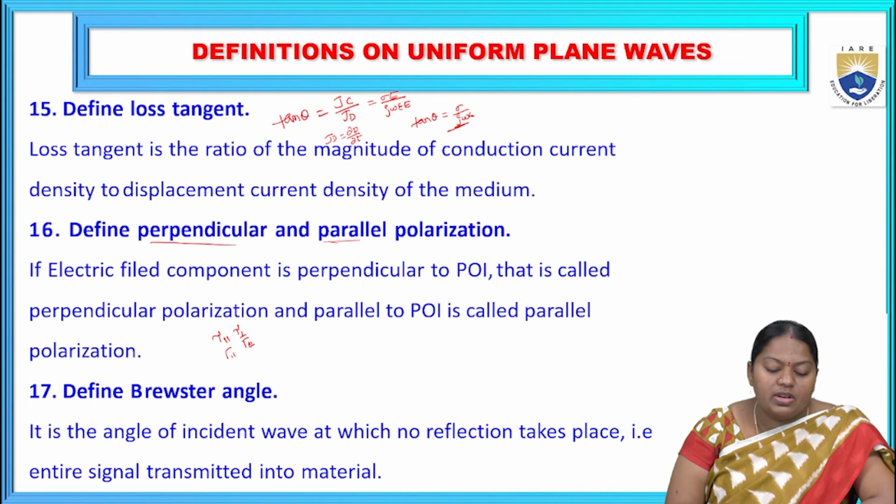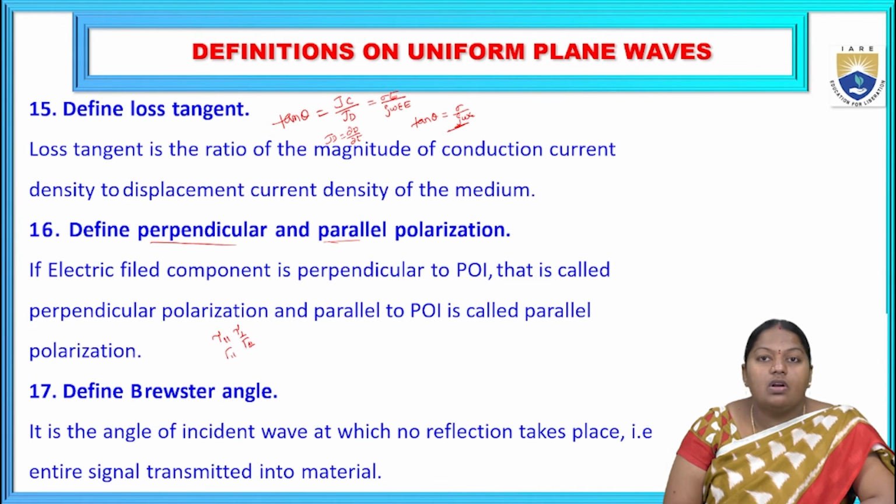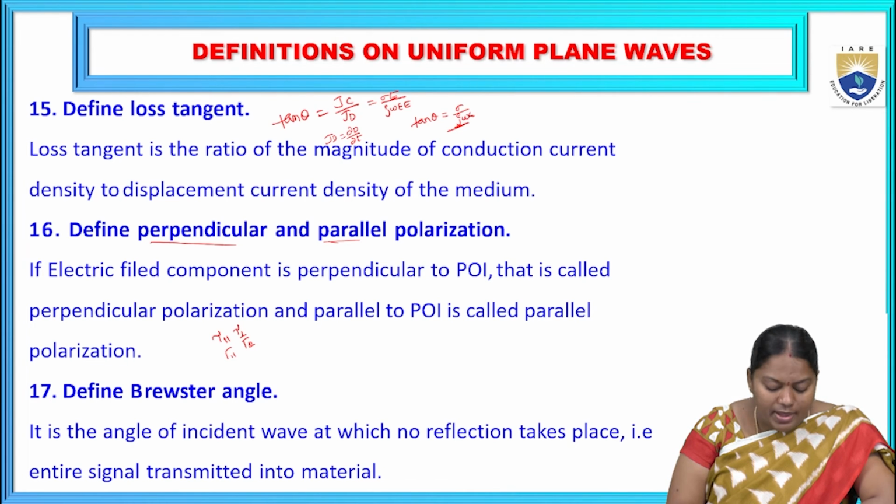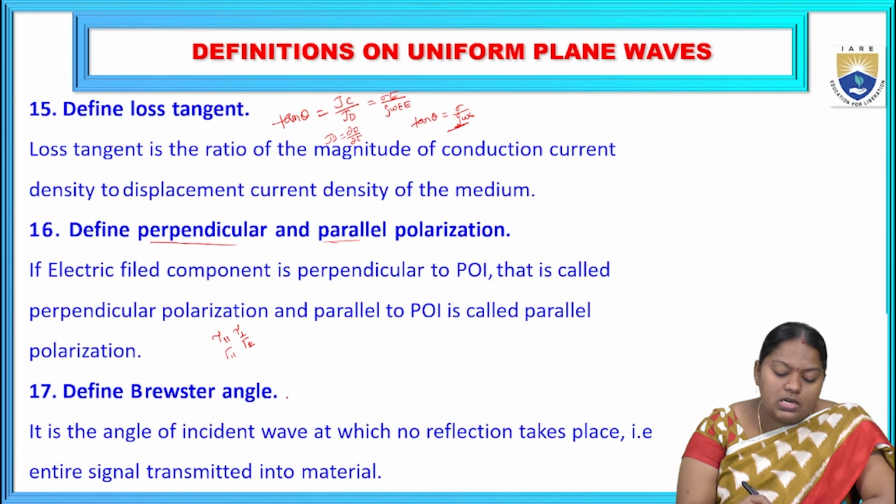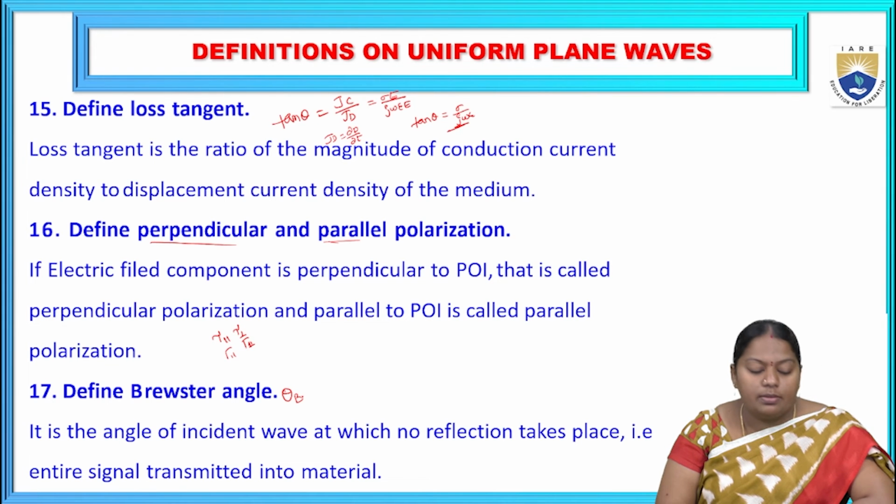Depending upon this, we will derive the two equations called transmission coefficient and reflection coefficient for both perpendicular as well as parallel polarizations. Next, define Brewster angle. In the parallel polarization case, we'll be getting one of the angles called Brewster angle. Generally, that angle is represented with theta, and Brewster is represented here as theta b.